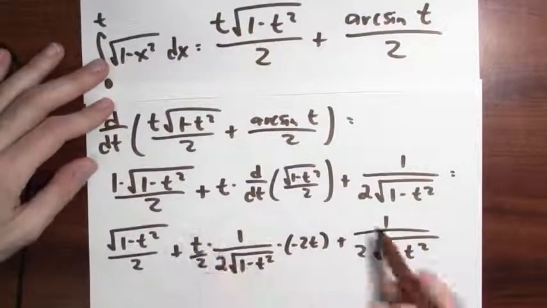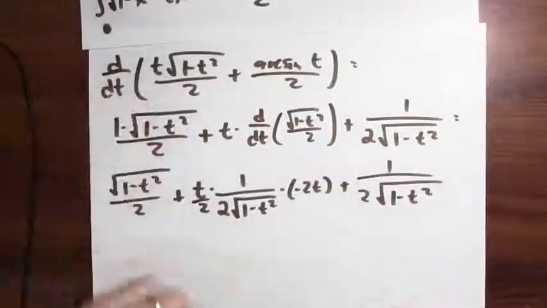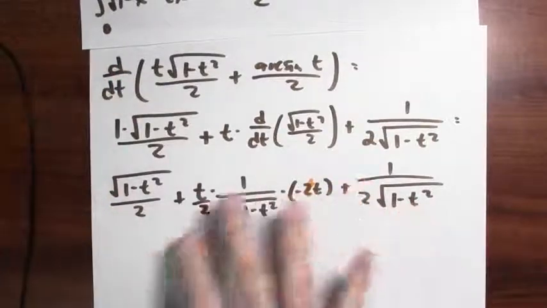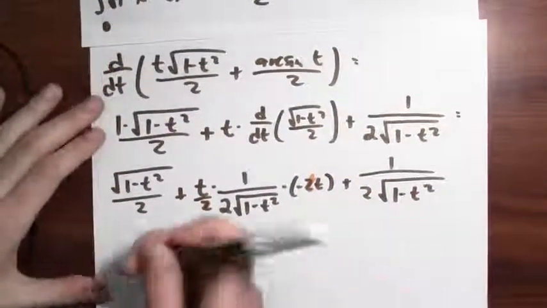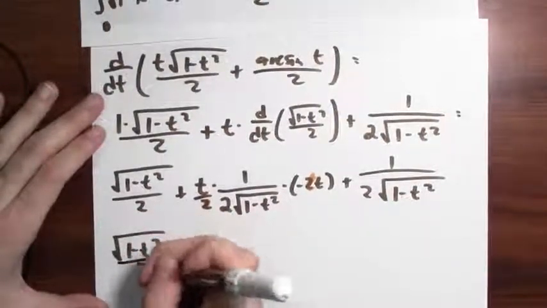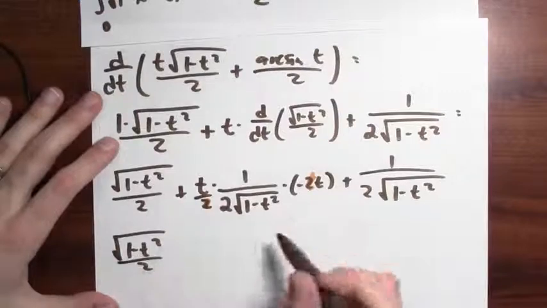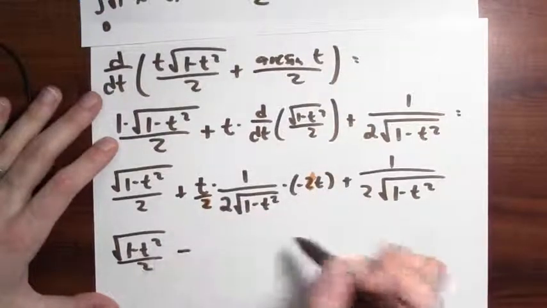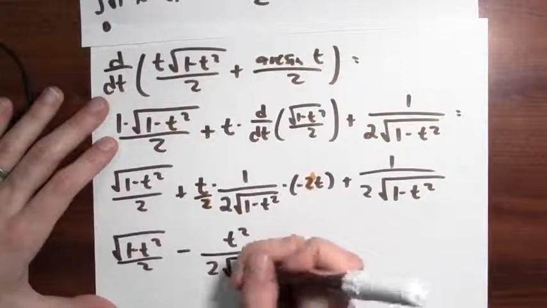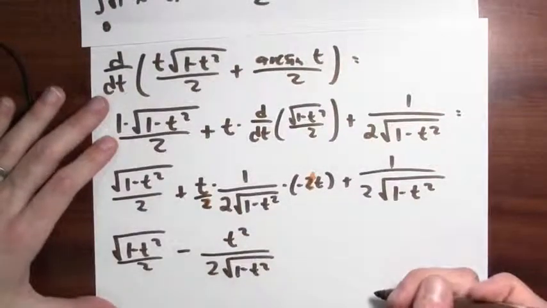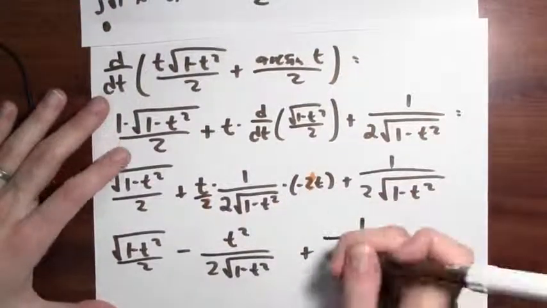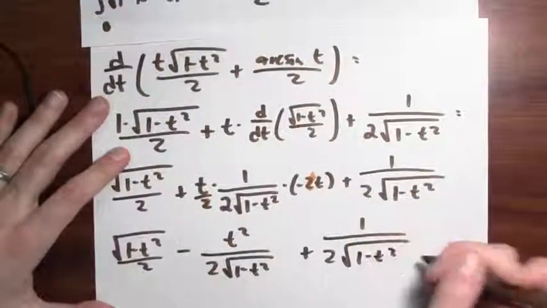Okay, now I can simplify this a bit. All right, what do I have here? Well, I've got a minus 2 here and a 2 there, so those will cancel. And what I'm going to be left with here is the square root of 1 minus t squared over 2 minus t squared over 2 times the square root of 1 minus t squared. That's this whole second term, plus 1 over 2 times the square root of 1 minus t squared.